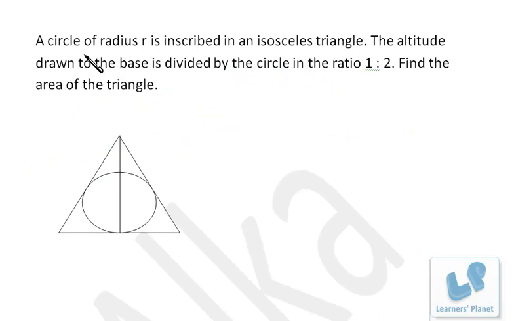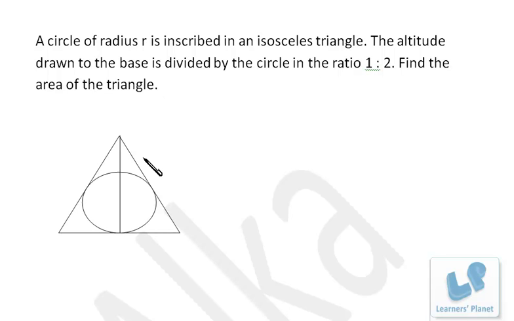Now let's see this problem. Once again we are having a problem based on the combination of circle and triangle. A circle of radius r is inscribed in an isosceles triangle. The altitude drawn to the base is divided by the circle in the ratio 1:2. Find the area of the triangle.